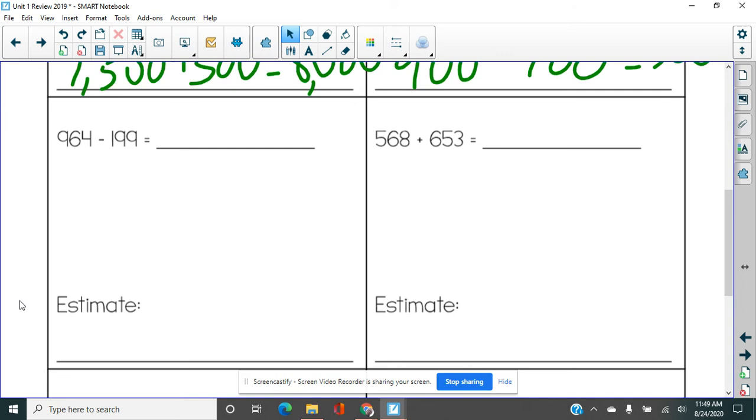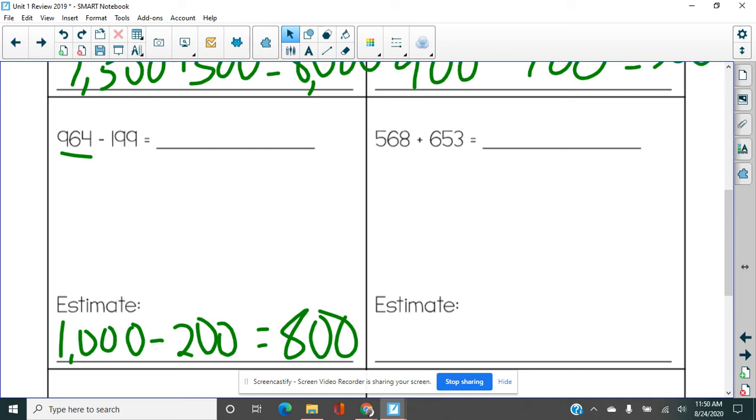Okay, so if I was estimating this, I would take this up to 1,000. 199 is really close to 200, and my estimate would be 800. Now I'm going to subtract those. If you added them, oh, check your sign.